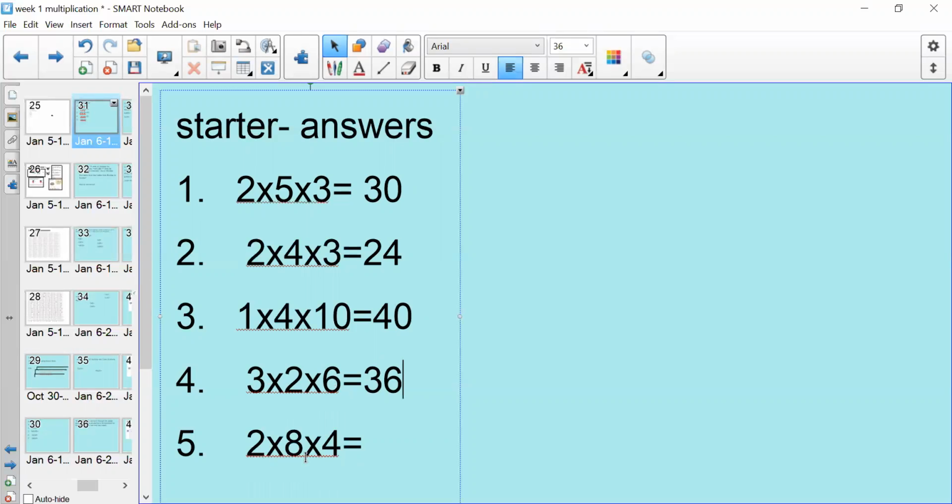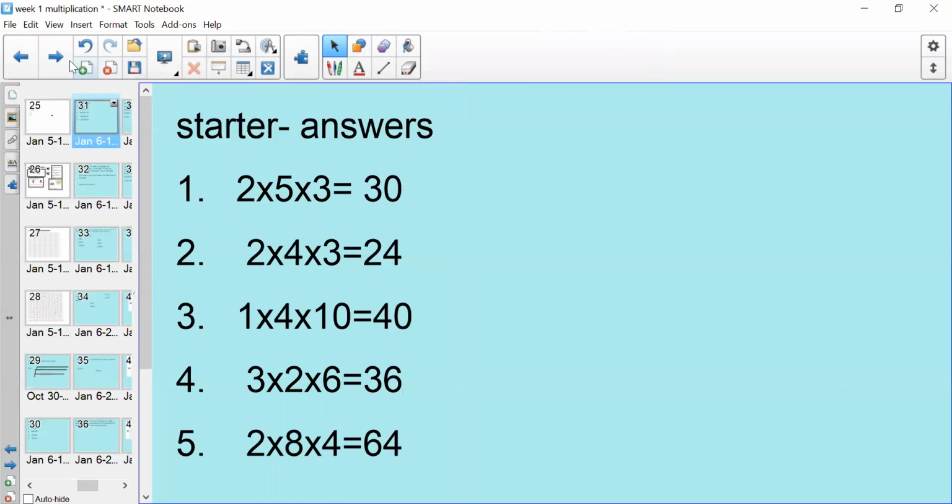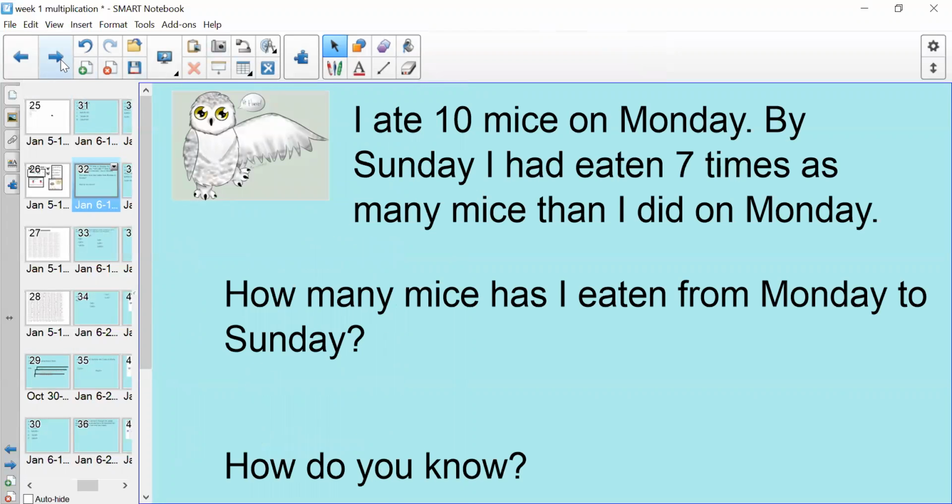And then for this one, I wouldn't have done 2 times 8 first, because that's 16, and 16 multiplied by 4 is quite tricky to work out mentally in your head. So I would have done 8 times 4 first, which would be 32, and then 32 times 2 is 64. Okay, perfect. So let's move on to our question today.